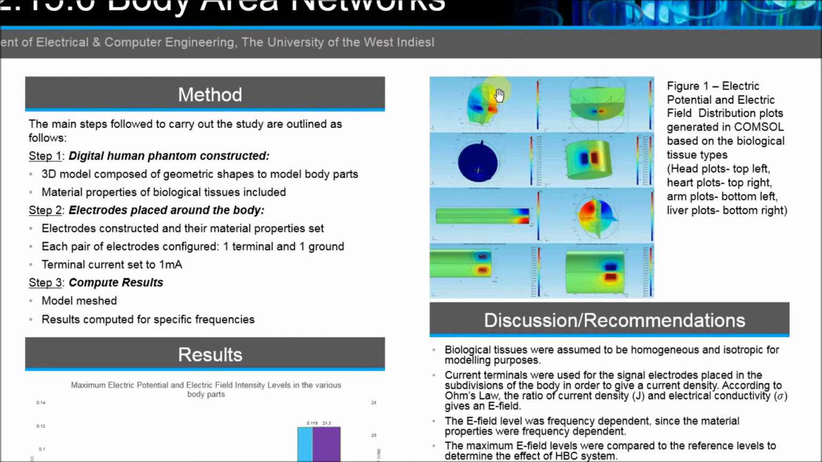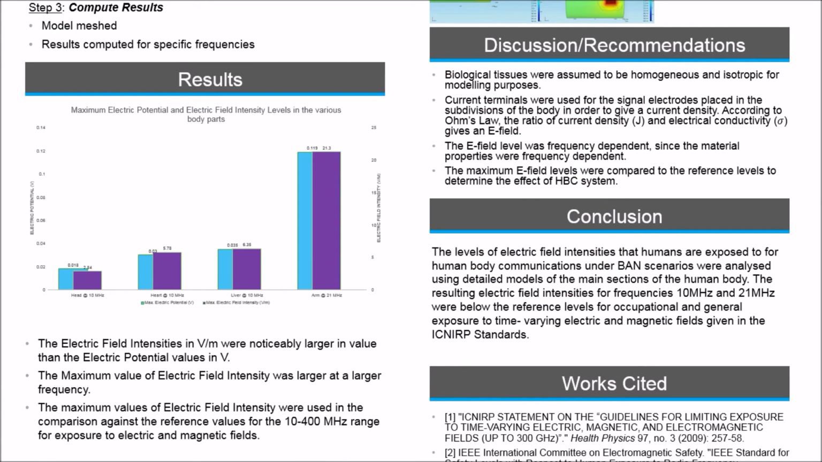Here we have the distributions of the E potential and the E field in the biological tissue. This is the head and the brain, heart, arm, and liver. It should be noted that the maximum E potential and E field values are located at the electrodes themselves, and as we move away into the biological tissue, these levels decrease. For the purpose of our study, biological tissues were assumed to be homogeneous and isotropic. Homogeneous materials have uniform properties throughout, and in isotropic materials, the field directions are uniform throughout.